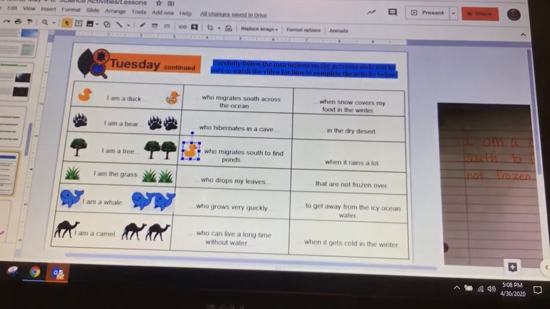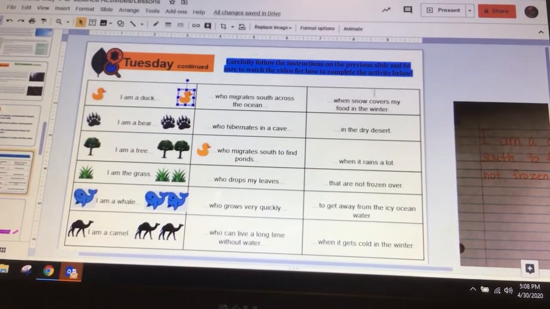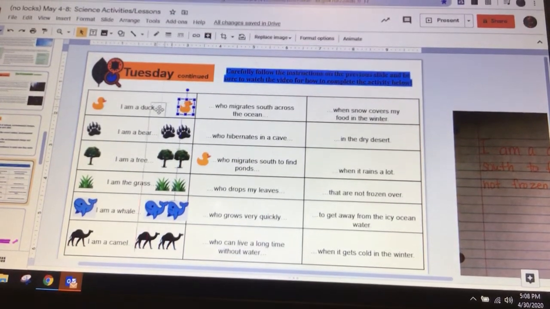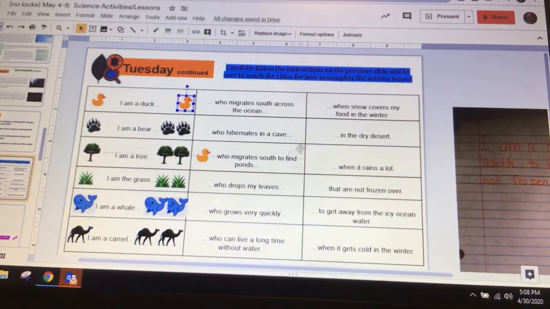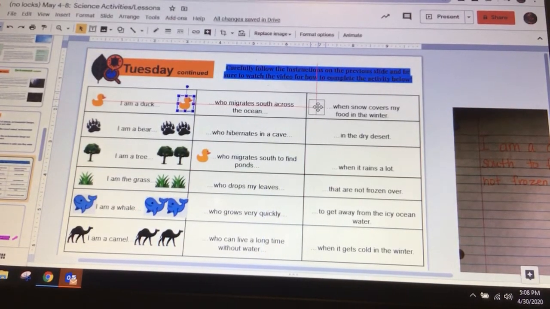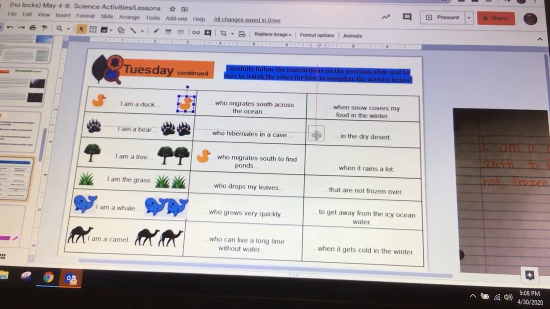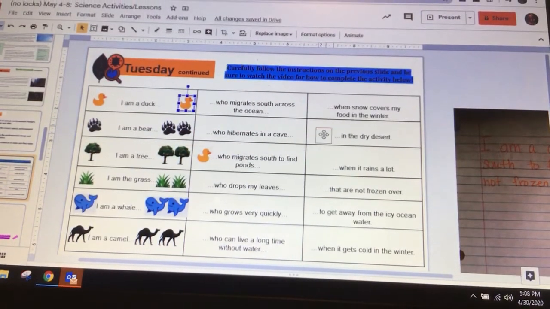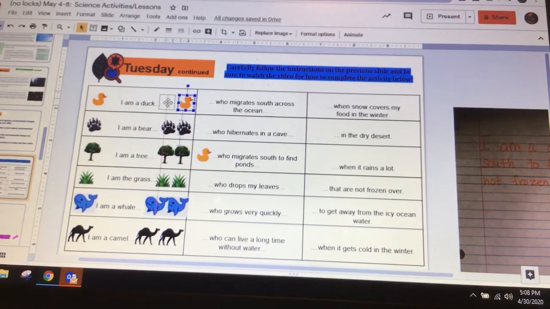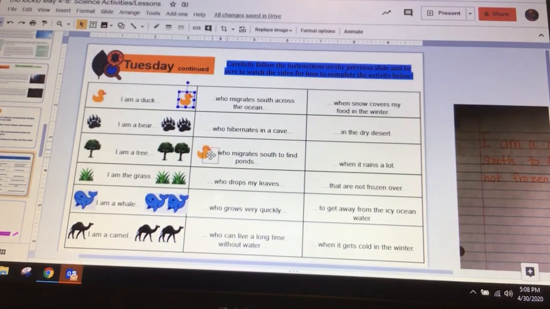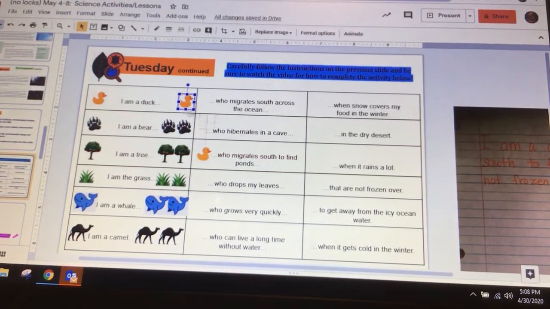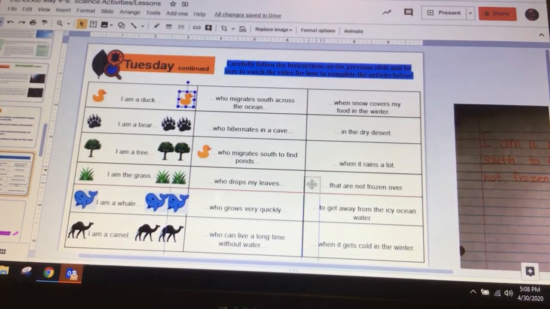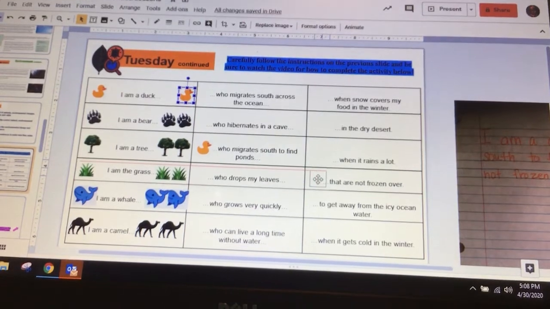Okay, and then this other duck right here needs to come with one of these parts of the sentences. Okay? All right, I'm a duck who migrates south to find ponds when snow covers my food in the winter. That's a possibility. I'm a duck who migrates south to find ponds in the dry desert. Nope. I'm a duck who migrates south to find ponds when it rains a lot. I'm a duck who migrates south to find ponds that are not frozen over. Oh, that one sounds good too.